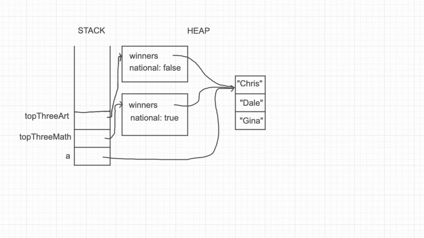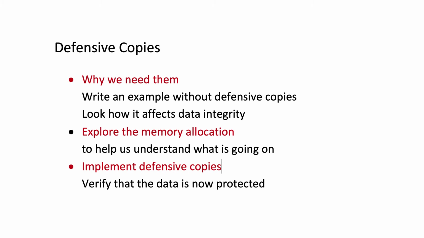We can add a defensive copy to our code, so every time we create a new instance of top3, the array that is passed as an argument is going to be copied, and each of the different top3 objects references its own array on the heap. At this point, we're going to move on to point 3, and I'm going to show you how to implement defensive copies.